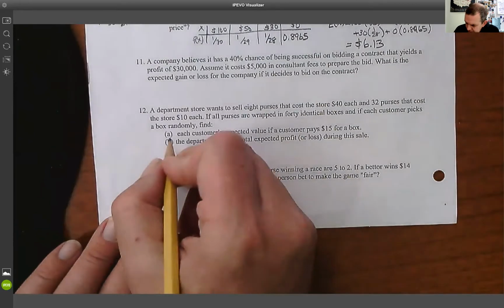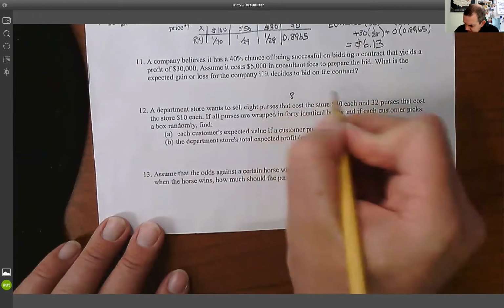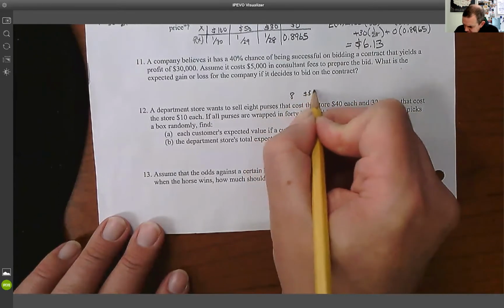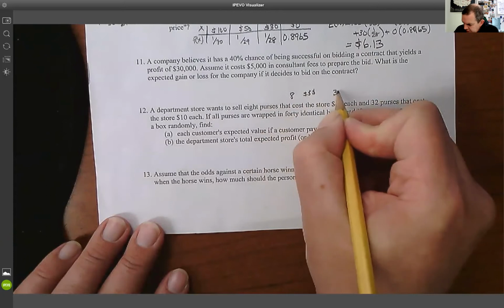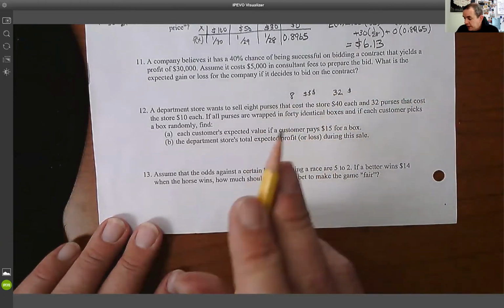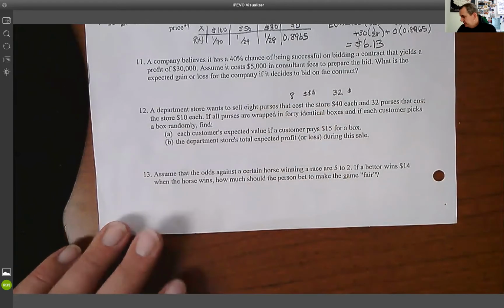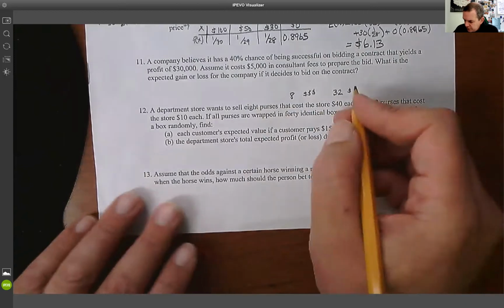So again, if you think about it, you either have the expensive purses, so there are 8 of those. There are 8 that are pricey. There are 32 that are not as pricey. So there are 40 total purses in the box. It took me a second to remember. 40 total purses in the box.